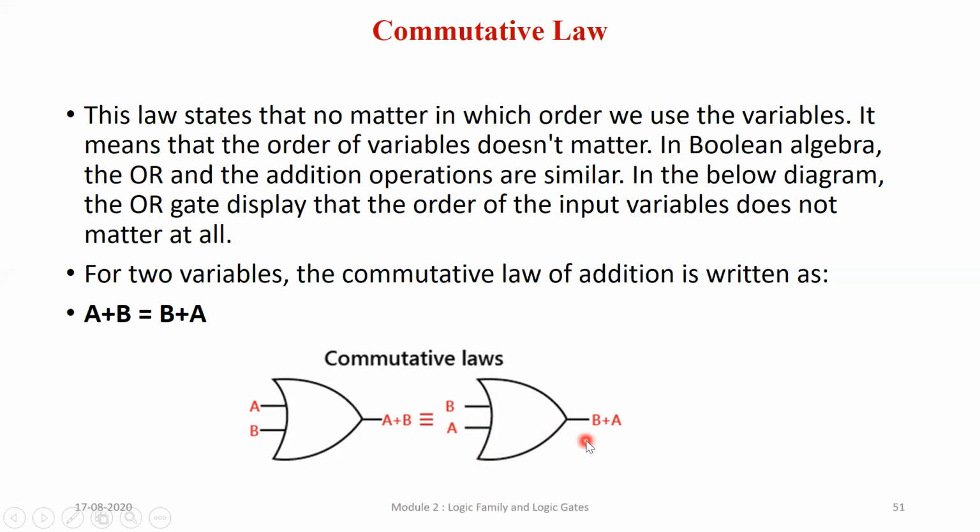Output, I'm just writing as B and A. So here my first input is A, here my first input is B. So last time we had studied the law, but this is how you will implement it using the logic gate. So this is important because any small equation, henceforth, we will be implementing it in the form of an IC.